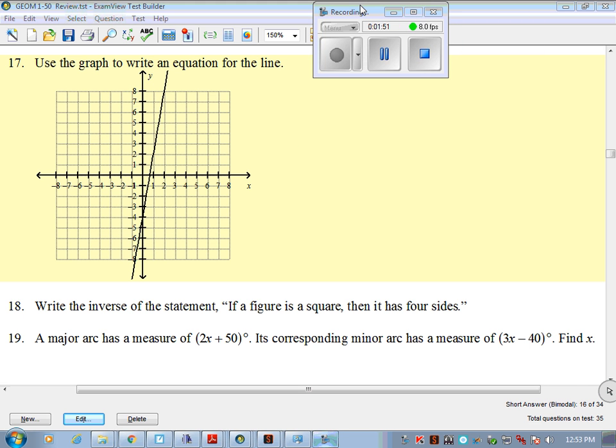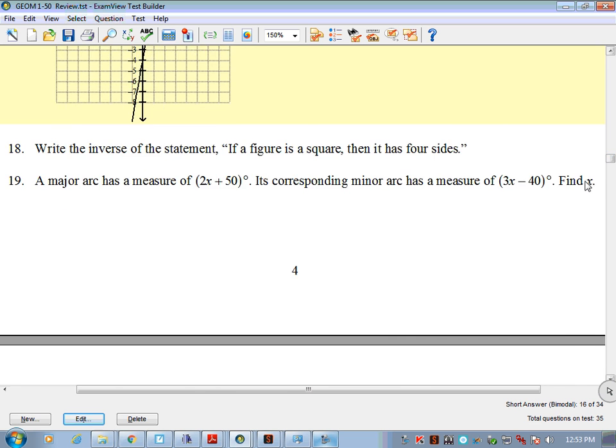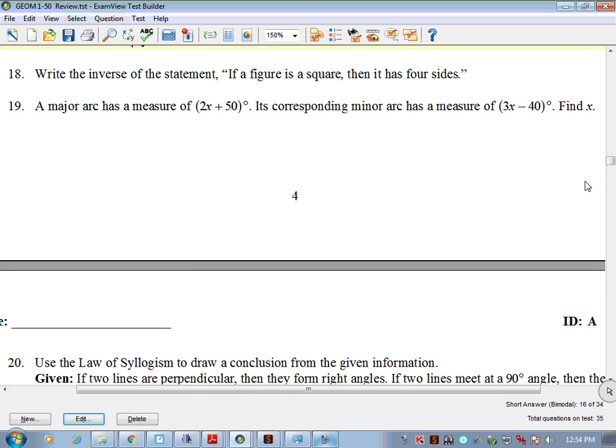All right, let's see. Question number 18 says write the inverse of the statement: if a figure is a square, then it has 4 sides. Earlier on in the review, we covered a question that asked about contrapositive. In order to understand contrapositive, we have to understand 2 other types of changes in statements, and that's converse and inverse. This one is looking for an inverse.